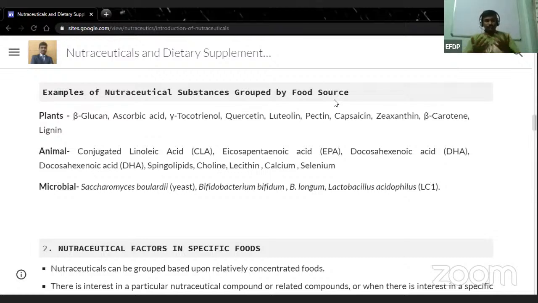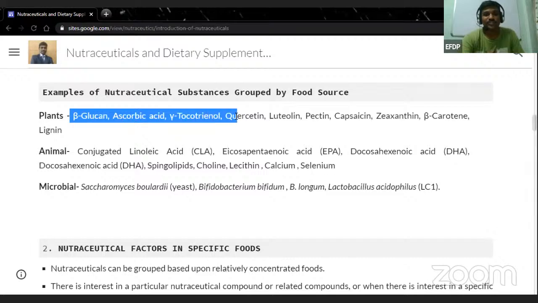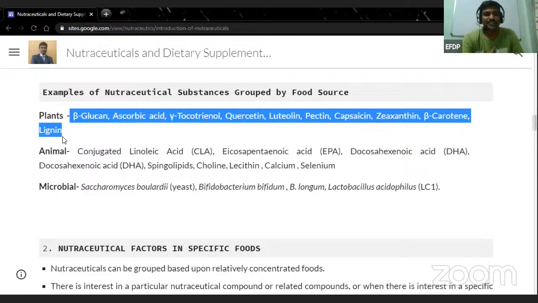Now come towards the point. Example of a food source. What we saw as non-food source and food source, particularly in plants, there are beta glucan, ascorbic acid, tocotrienol, then quercetin, lutein, pectin, capsaicin, zeaxanthin, beta carotene, lignin. See, we are eating carrots, which contain a high amount of beta carotene. If we convert that into juice form, edible form, and if you micronize and protect your component of beta carotene, that can be converted into nutraceutical if you design that product. If you design, that is very important.